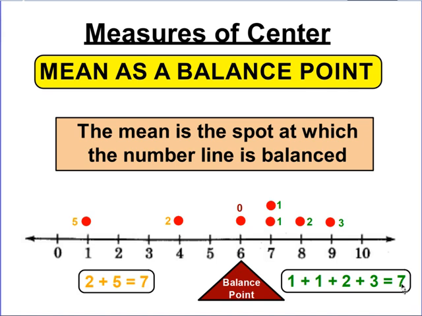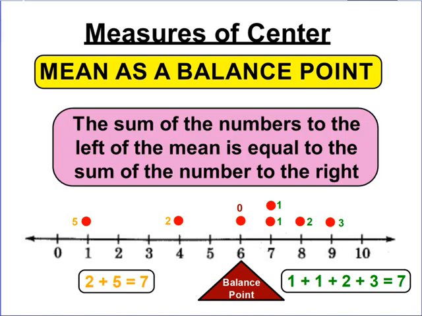There's a value of 7, or think of a weight or a value of 7 on this side, and a weight or a value of 7 on this side. All right? So the sum of the numbers to the left is equal to the sum of the numbers to the right. It goes back to the definition that we talked about earlier.